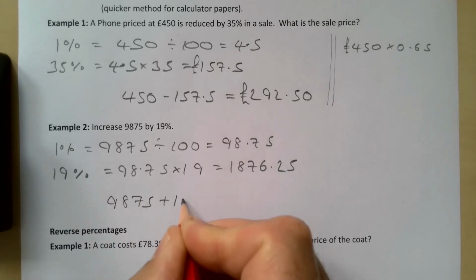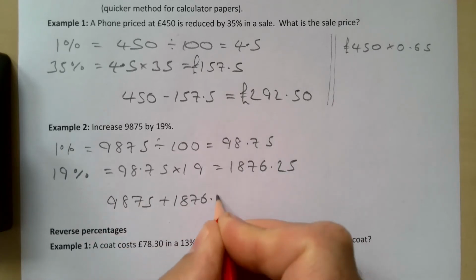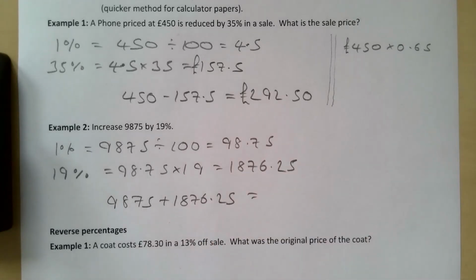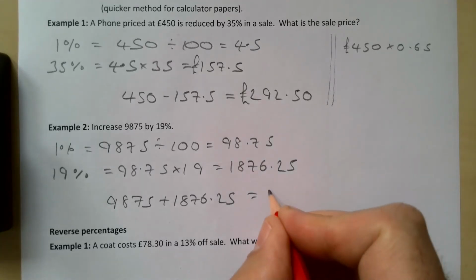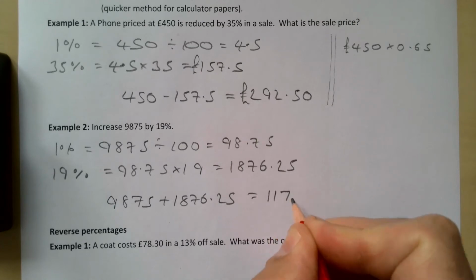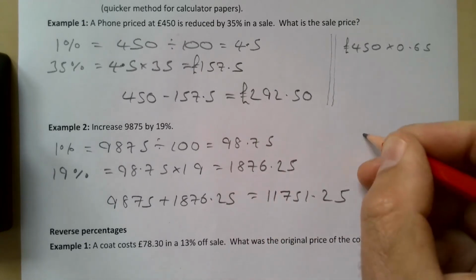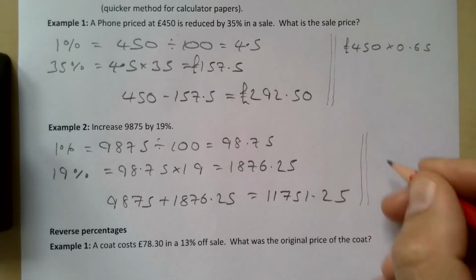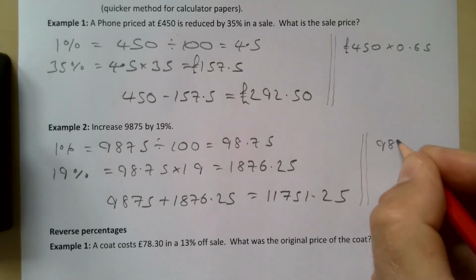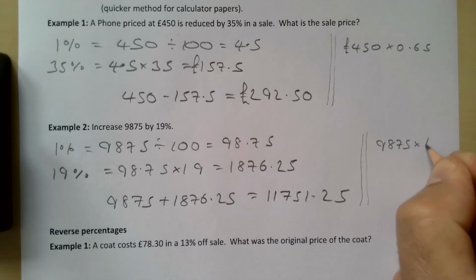9,875 plus 1,876.25 is 11,751.25. Sorry, I misread that at first. 11,751.25 is our answer there. Again, if you know what you're doing, you can do 9,875 multiplied by 1.19. But as I say, it's not for the faint-hearted.